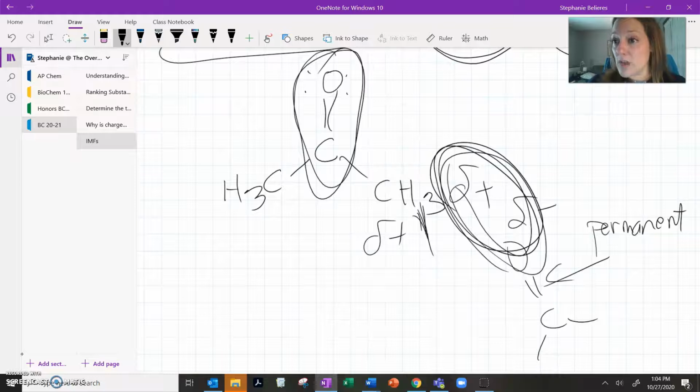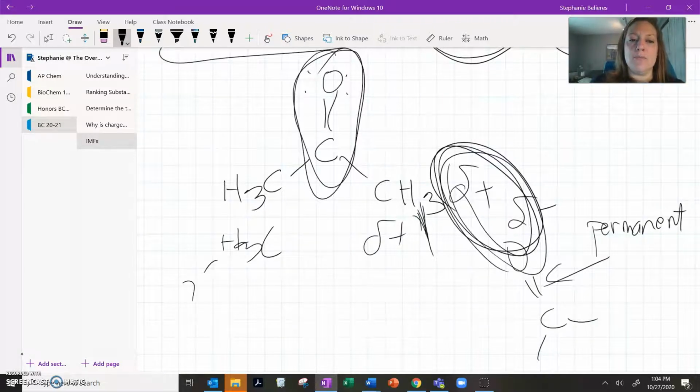Those are stronger than what we would call a temporary dipole. That's a London force. But in addition to that permanent dipole, I also have the opportunity for these guys to engage in London dispersion forces also, because they have electrons that are moving around and can be polarized. So everything has those London forces, and only polar molecules have dipole-dipole forces.